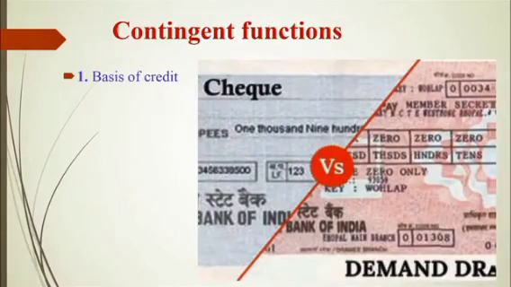Next, we are going to learn about contingent functions. Under this, we have basis of credit. In our last session, I told what is the meaning of credit money or bank money, right? So, an example is a check. A check acts as of equal importance to that of money. Here we can see the picture of a check.